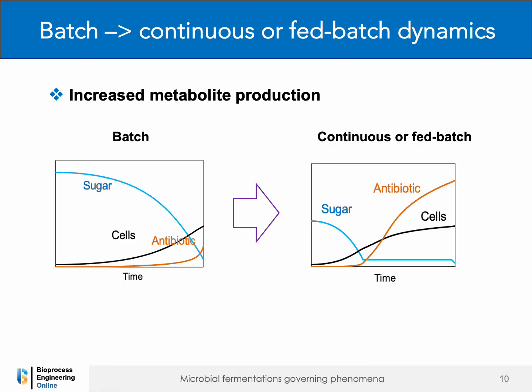The second effect is the enhancement of non-growth associated product formation. Conversely, slower growth or nutrient limitation can stimulate the synthesis of secondary metabolites, such as antibiotics, and recombinant proteins, which are typically favored when cells redirect their metabolism from growth to product formation.